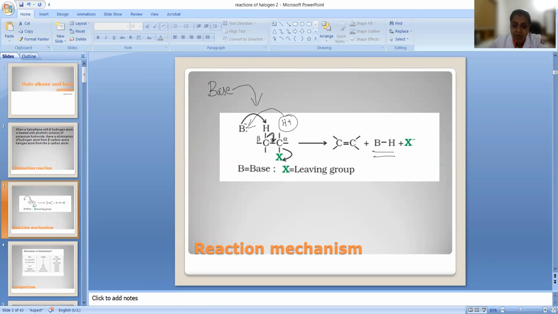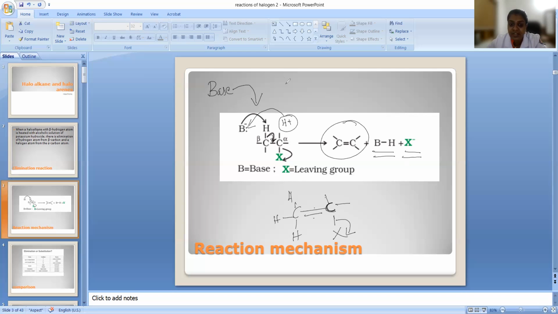And now what is happening when it is shifting here? Look at the beta position. There are now five bonds. This carbon atom is carrying 1, 2, 3, 4, 5 bonds, so that is not at all stable. So this X has to leave. This forces the X to leave from there, and we get X minus and the corresponding alkene.